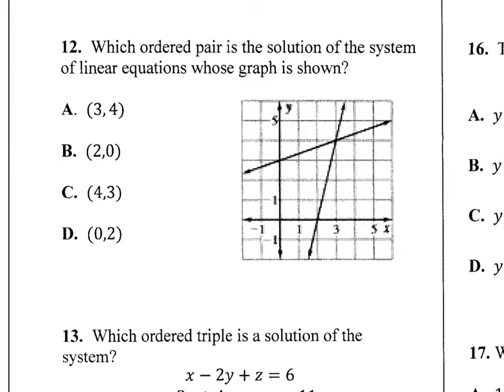Which ordered pair is a solution to the system? Basically, what they're trying to say is, right here, the lines cross. What are the coordinates? Which of these coordinates is that?